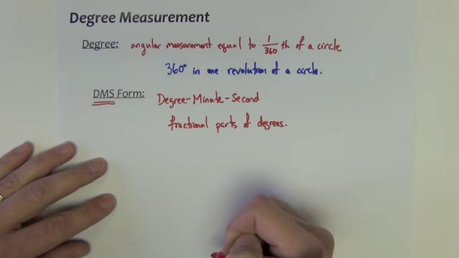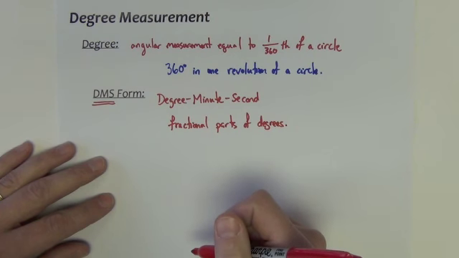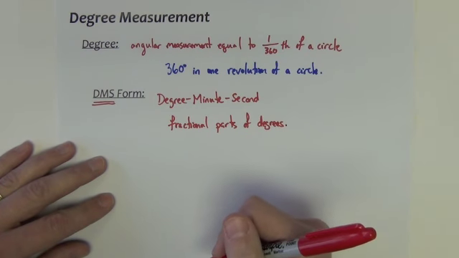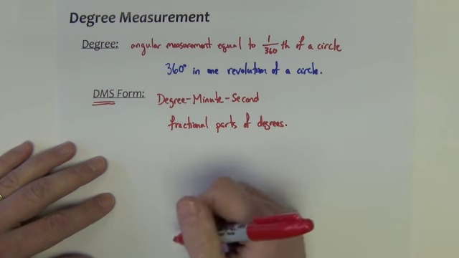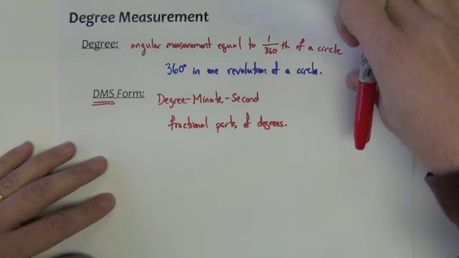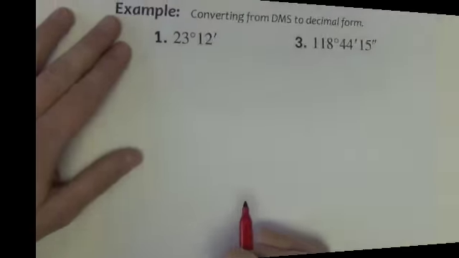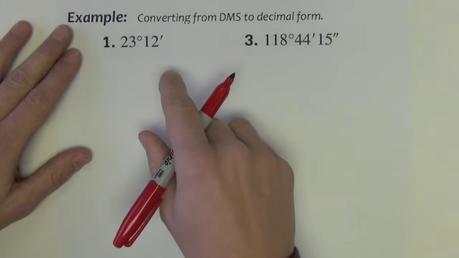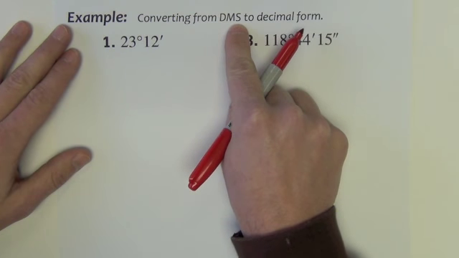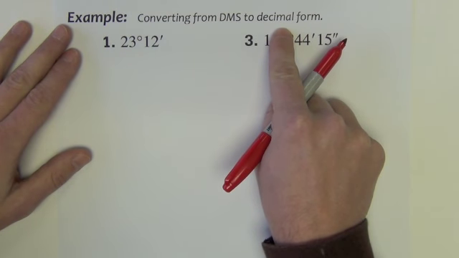Not every angle is going to be an integral value like 20 degrees. What if the angle was 20.2 degrees? This would give us a way to represent that, kind of tying into the circular idea of angle measurement. So let's look at a couple examples of that. Okay, let's begin with converting from DMS form, degree, minute, second, to decimal form.